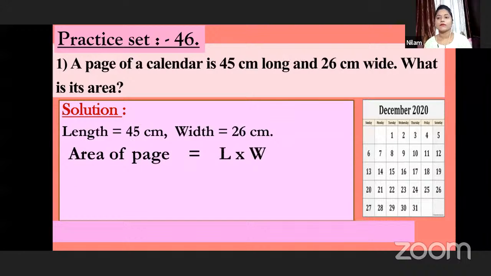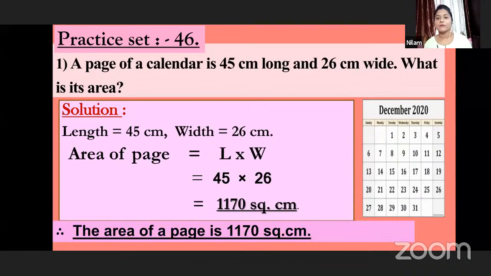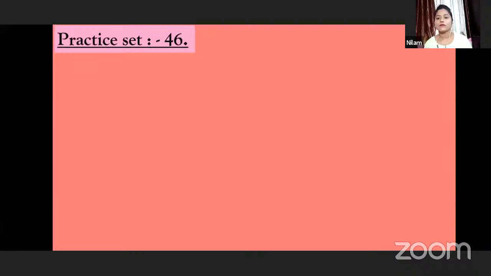See, length and width is mentioned. So area of the rectangle is equal to 45 times 26. So the answer after multiplication we will get 1170 square centimeter. Okay. So let us move to the next question.